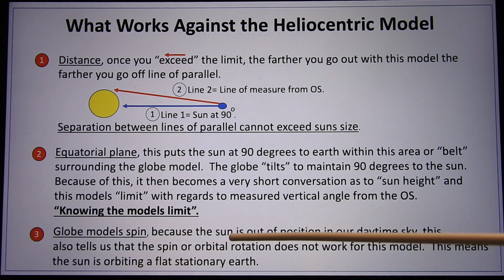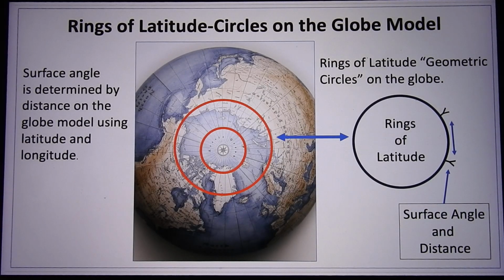The globe model spin, the sun is out of position in the daytime sky. This also tells us that the spin or the orbital rotation does not work for this model. This means that the sun is orbiting over a flat stationary Earth. That's the simple of it. Again, the rings of latitude, they become huge problems.